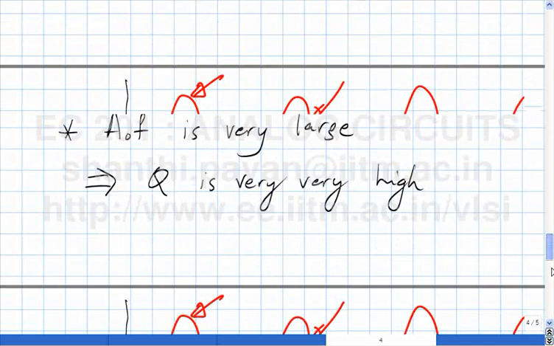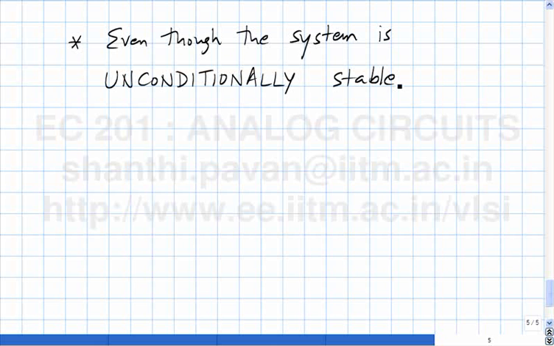Okay. So even though the second order system is unconditionally stable, you find that the quality factor is too high.